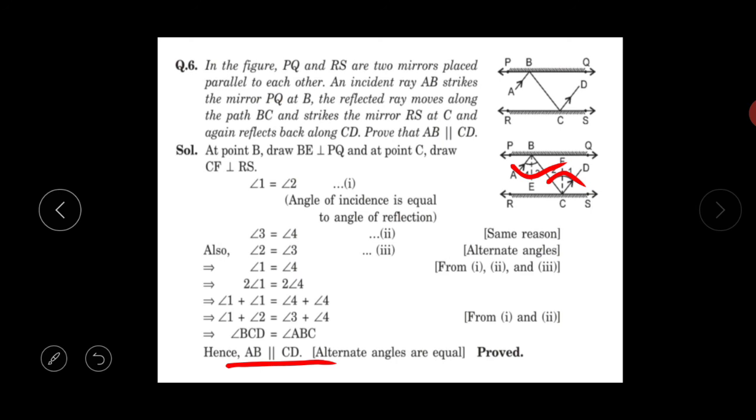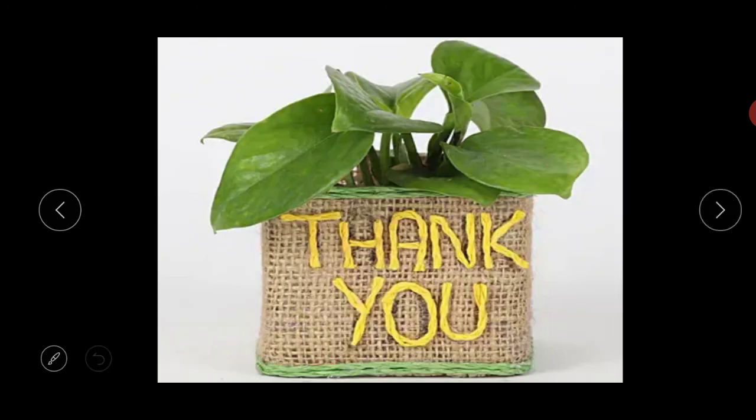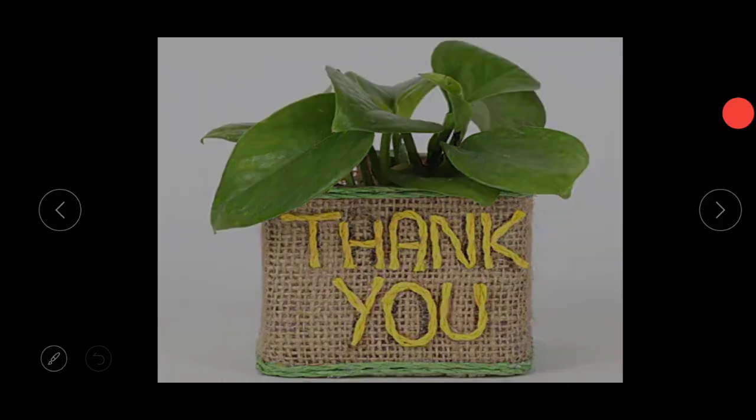Okay, that's how we can prove that AB is parallel to CD. Now that's all for today, student. One more thing, you have to do all the questions in your notebooks. If you have any query regarding exercise 6.2 and 6.1, you can ask me in the query session. Okay, that's all. Thank you.